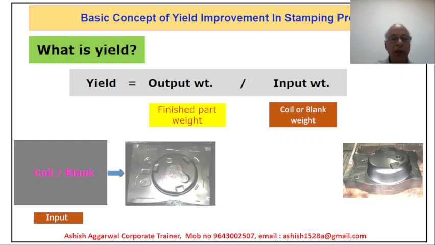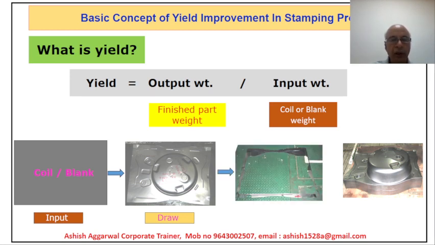We do various stamping processes. During these processes like draw operation or forming operation, then we go for trimming and piercing. So we generate scrap in this process, and this is the final product we get as the output.